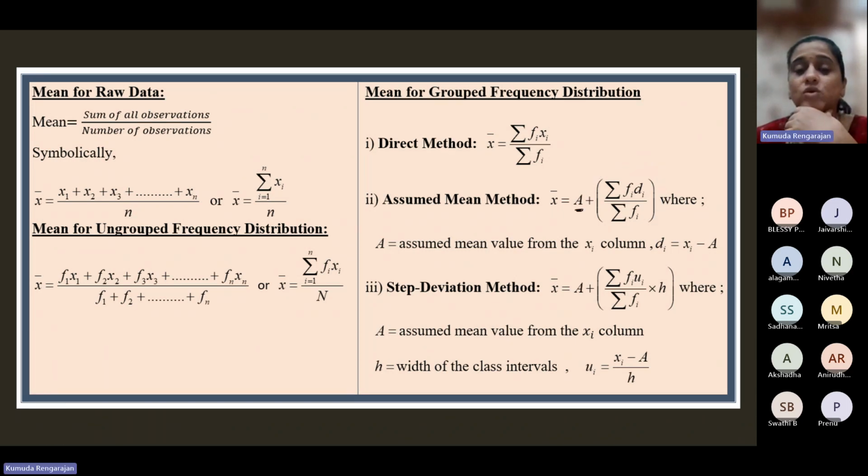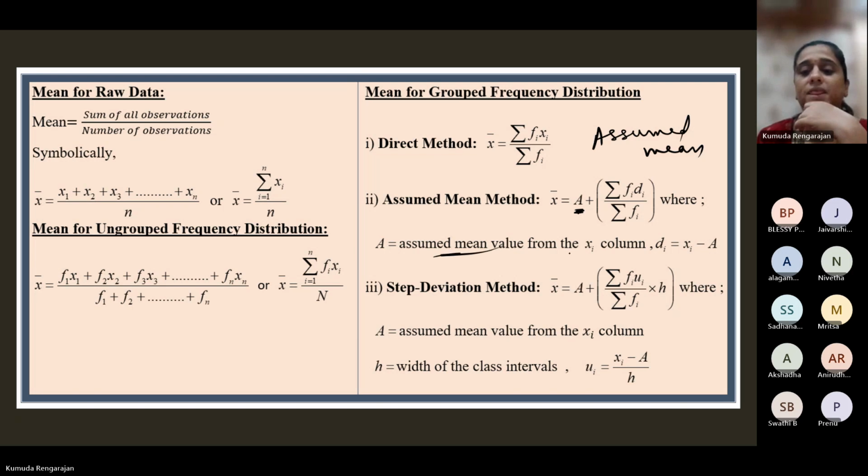where A stands for assumed mean. And DI stands for the deviations. It stands for deviations of the values from the assumed mean.